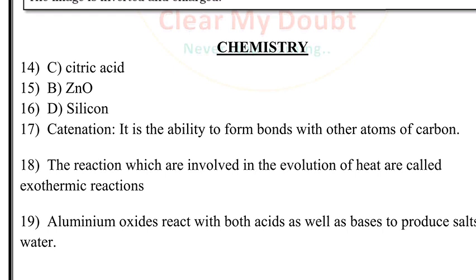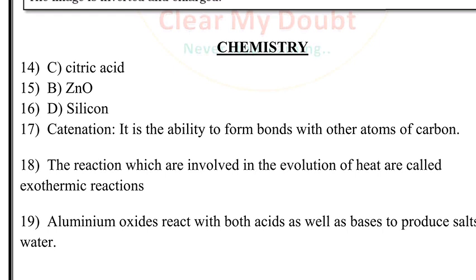so the first question, that is the 14th question: the acid present in the lemon is option C, citric acid. Next, there is a chemical equation given: ZnO plus C. The substance that undergoes reduction in this chemical reaction is option B, ZnO.